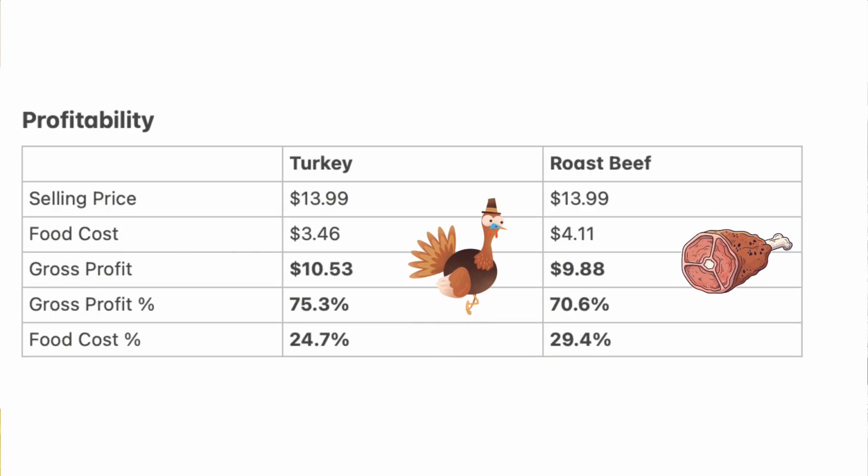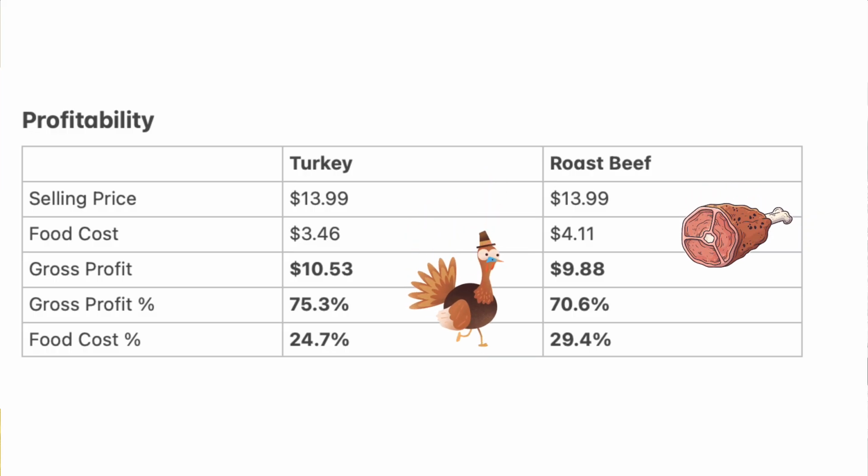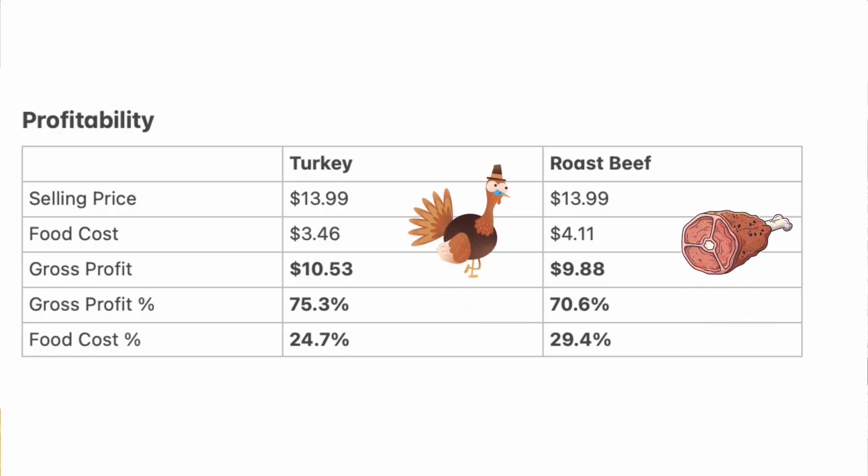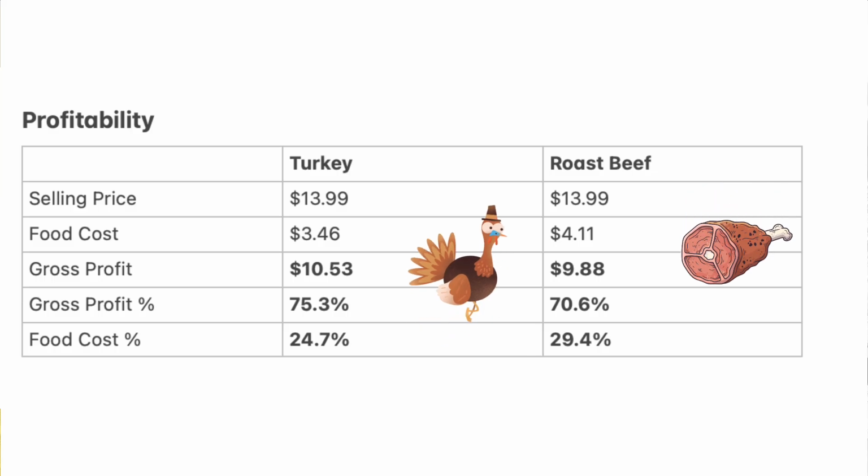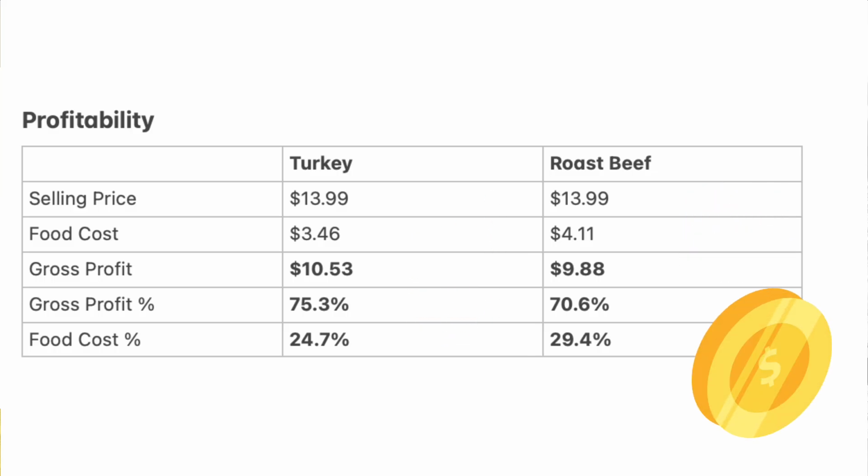And next here on the screen is your profitability. Real quick, turkey and roast beef, both being the same selling price, $13.99. We talked about the food cost: turkey $3.46, roast beef $4.11. Gross profit on the turkey is $10.53. Roast beef, a little lower, $9.88, because of that food cost. So the gross profit percentage on the turkey is going to be higher than the roast beef, at 75.3. Roast beef, a little lower, 70.3, and that's going to yield you food costs of 24.7 for that turkey and 29.4 for that roast beef.